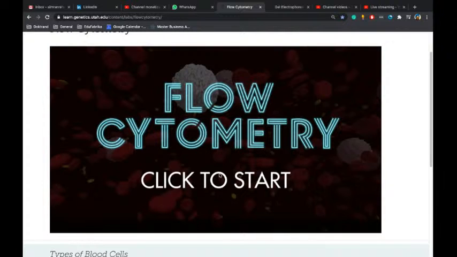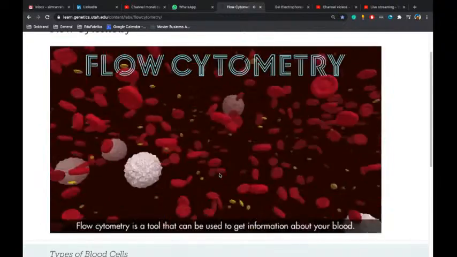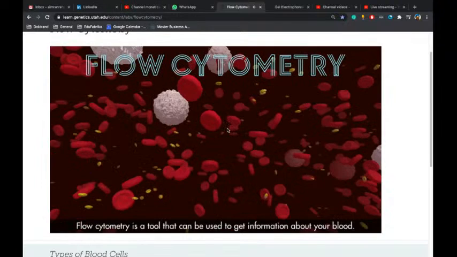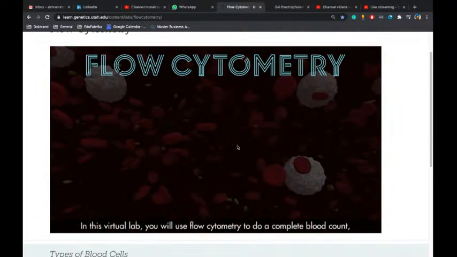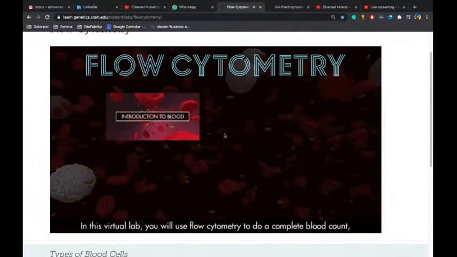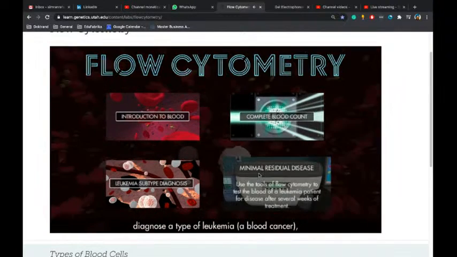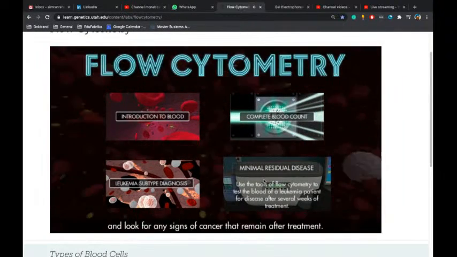That was the main point, and we can say whether it was happening because of B cells or T cells. Flow cytometry is a tool that can be used to get information about your blood. In this virtual lab, you will use flow cytometry to do a complete blood count, diagnose a type of leukemia, a blood cancer, and look for any signs of cancer that remain after treatment.